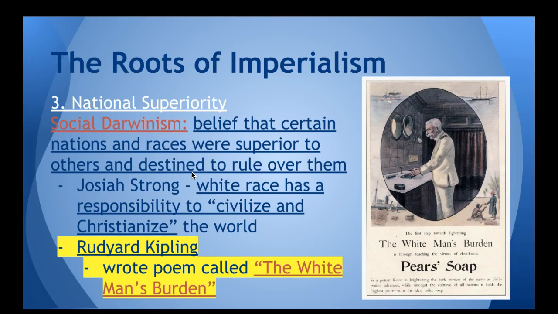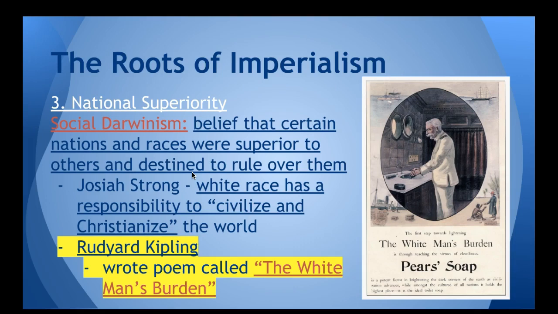So, with this idea, even though we may think of going into a country and just overthrowing and taking control to be a negative thing, at least I hope that we see that in a negative light, social Darwinism justified that some nations were just better, and it would be better for the people who live in these other nations if we rule them. A man named Josiah Strong put forth the idea that the white race had a responsibility to civilize and Christianize the rest of the world.